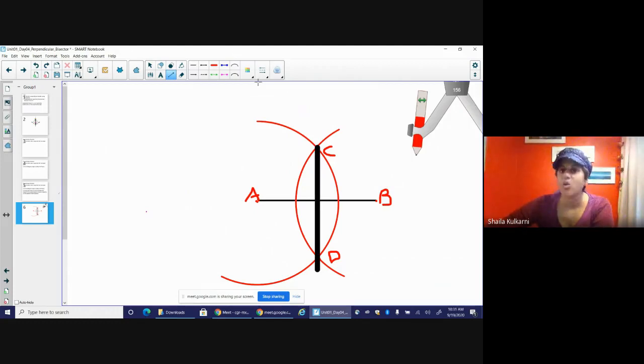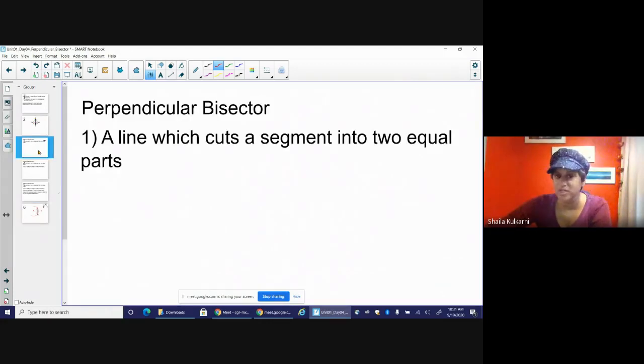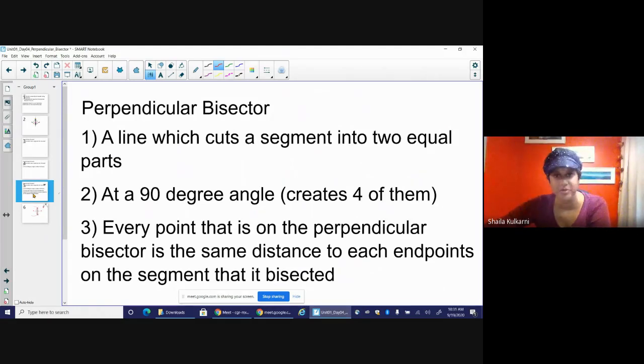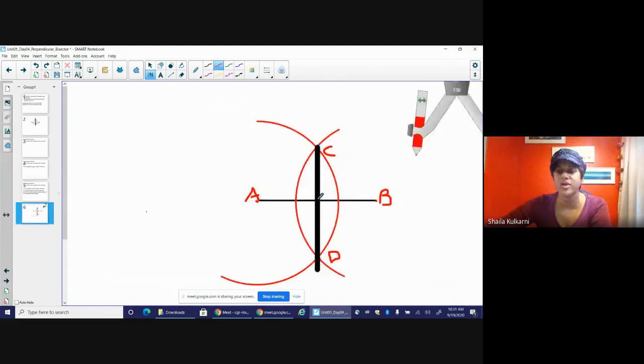And then we would have to mark this up. So what was the first thing we learned? Let me go back real quick to this top problem. The first thing we learned was that the perpendicular bisector cuts a segment into two equal parts. The second thing we learned was that they create 90-degree angles. And the third thing I learned is that every point that's on the perpendicular bisector is the same distance to both endpoints. So when we come over here, we label that center point M.